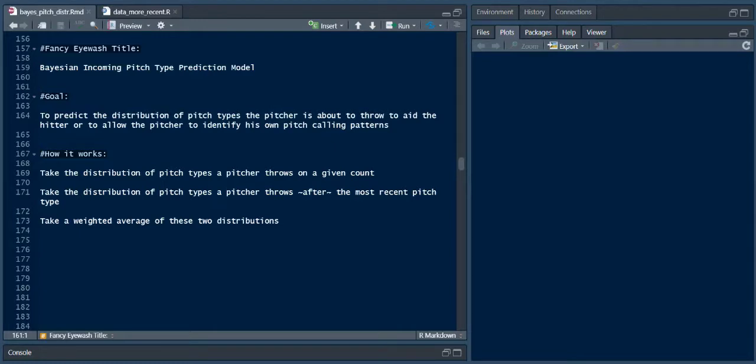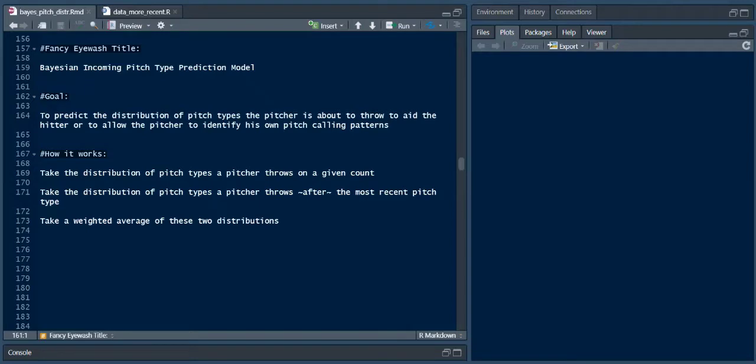The goal is to predict the distribution of pitch types that the pitcher is about to throw on the very next pitch. What we're trying to do here is figure out, if you're a hitter, what your brain should be thinking are the possibilities for the pitch that's coming. There are some hitters that just think, okay, I'm just going to think fastball and react to off speed. Those hitters are not really thinking that much about what is coming.